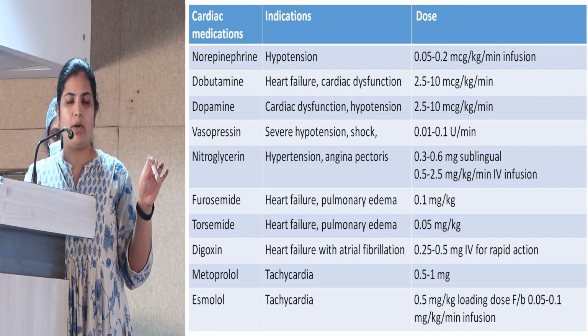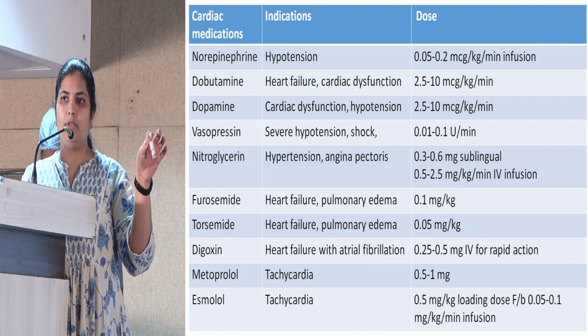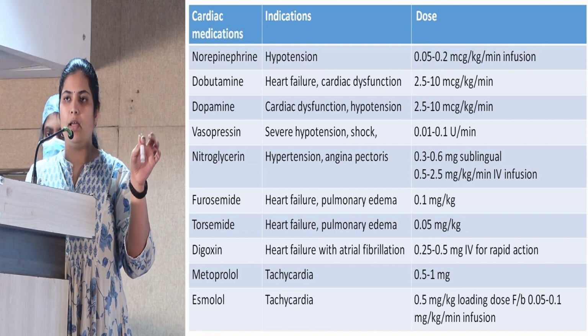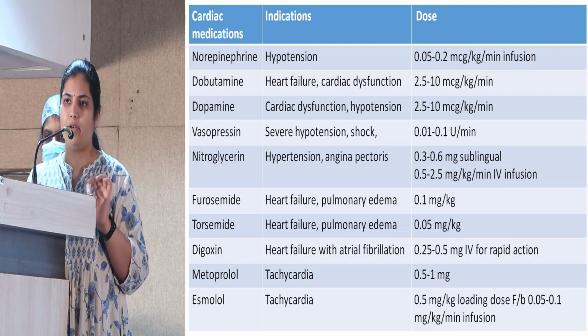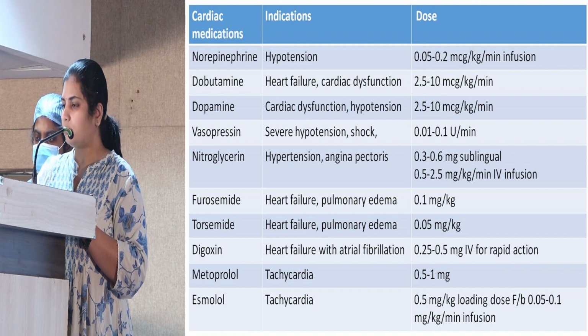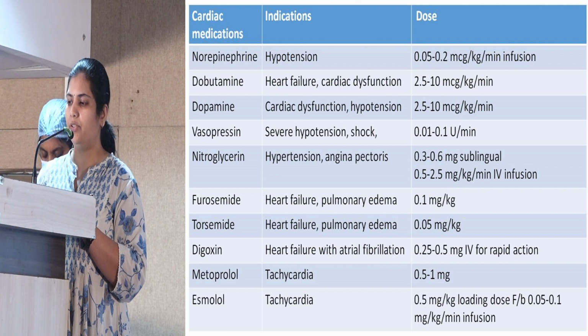1 ml contains 1 mg of metoprolol. So we have to dilute this 1 ampule in a 10 ml syringe, and we can give 0.5 to 1 ml, that is 0.5 mg to 1 mg of metoprolol. And depending on the control of heart rate, we can again give additional doses.